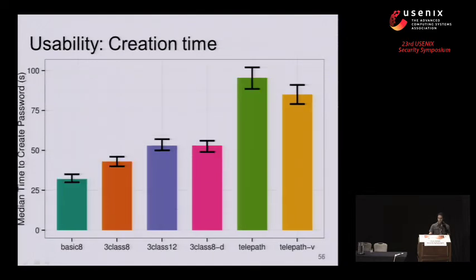However, the condition did have a significant effect on creation time, which is the amount of time spent by participants to create their passwords. Here are the median times per condition. The Telepathwords conditions took much longer, about 90 seconds, compared to 30 to 50 seconds for the other conditions. However, Telepathwords was a novel condition with instructions and an interface that users probably hadn't seen before, so this might account for some of the extra time.